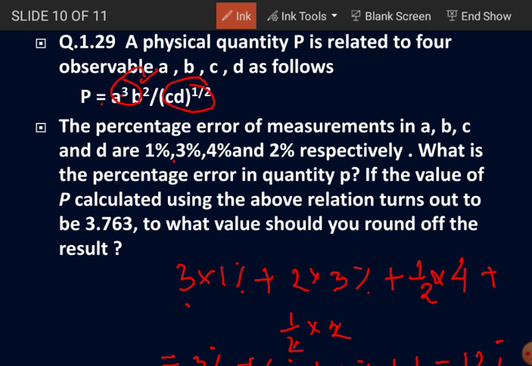Got it? You try to solve it like this. Try to find such numerical problems in your textbook or in a reference book, and you will be able to solve it.